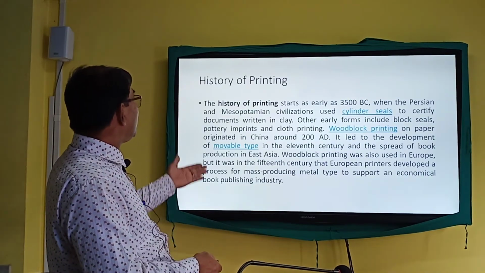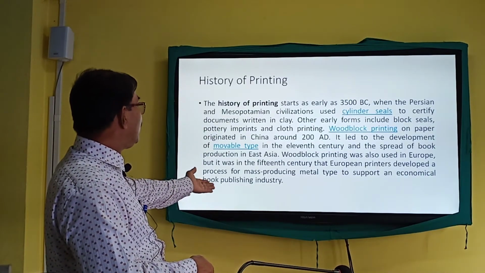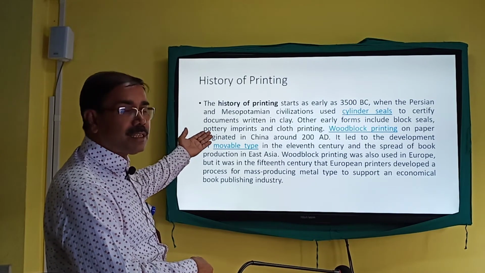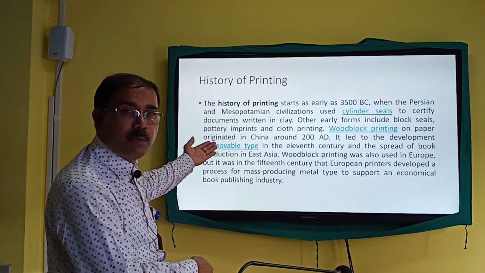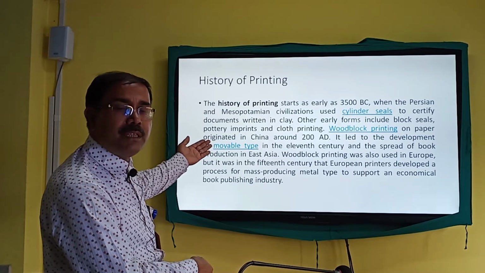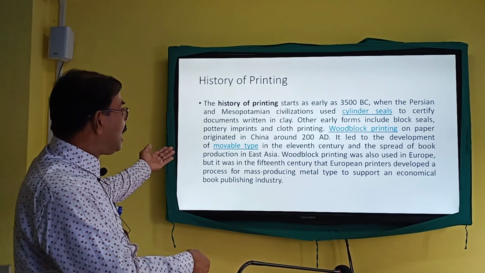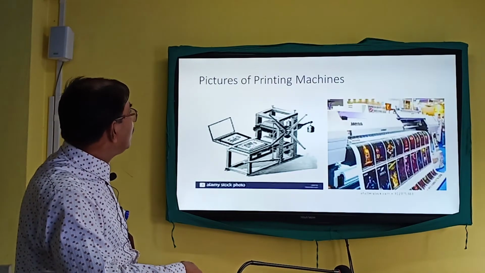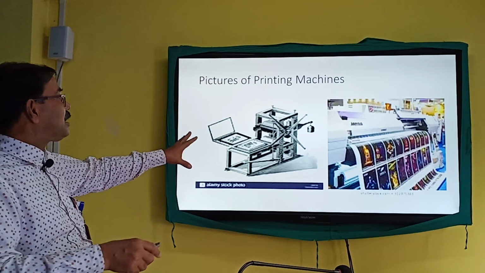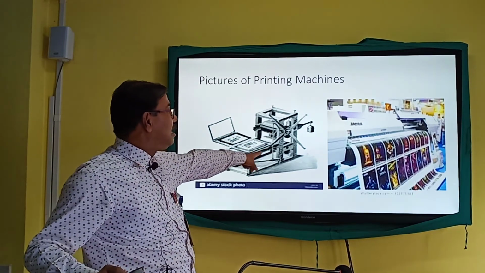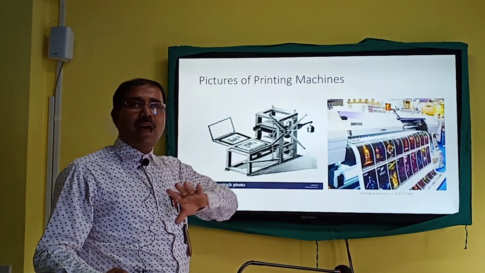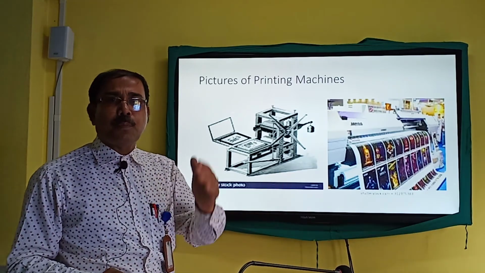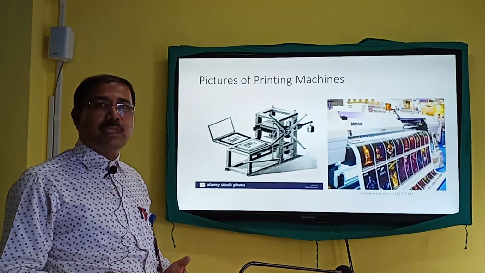Then you are to see the history of printing. You can see in your computer how printing started, how printing helped human society progress, how printing helped to change human civilization. All these things you can search from internet. Then pictures of printing machine. See, this is the old machine. This one is the new machine, and now sophisticated machines have come to human society, and thousands of copies within an hour we can get.